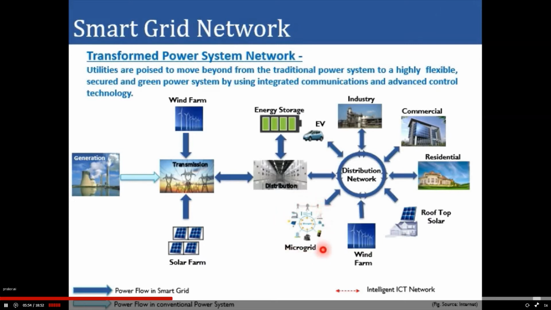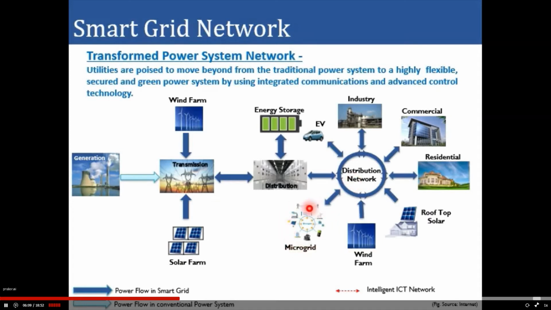So the major challenge with these kinds of setups is that the distribution companies will not be able to figure out when they will consume electricity and when they will supply electricity.